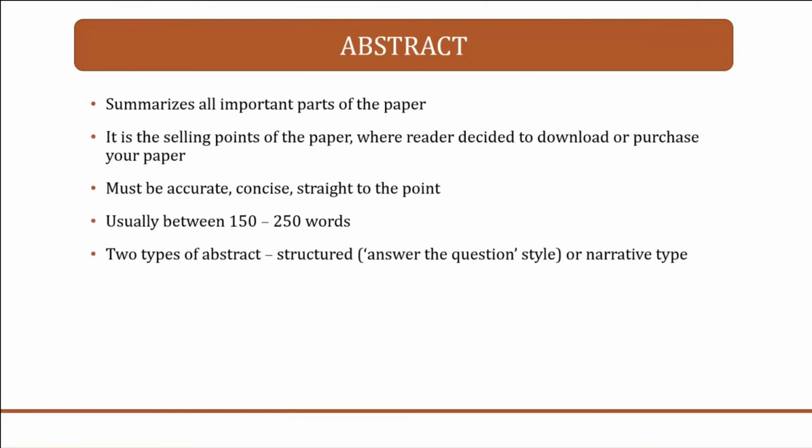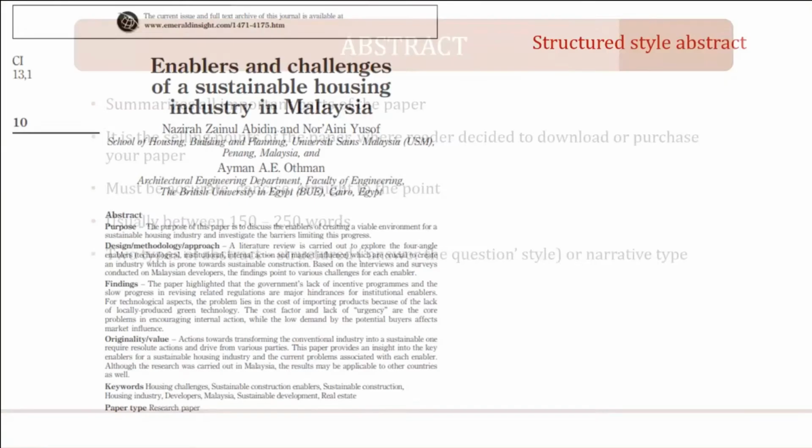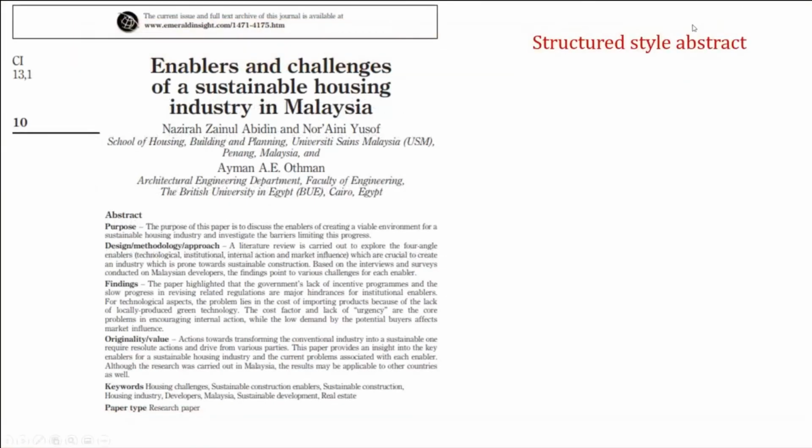Okay, there are two types of abstract, structured and narrative. Structured ones are basically answer-the-question style. There are a few headings, then you just answer the questions to complete your abstract. This is what it looks like. This is a structured abstract. First thing first is purpose, design, methodology, approach, findings, originality, values. Some journals might have more than four headings, some might have less. So look at the format and then you can prepare your abstract.